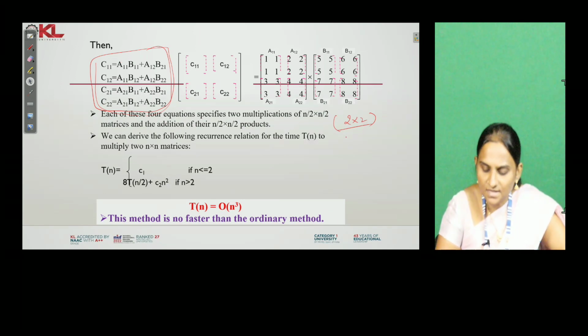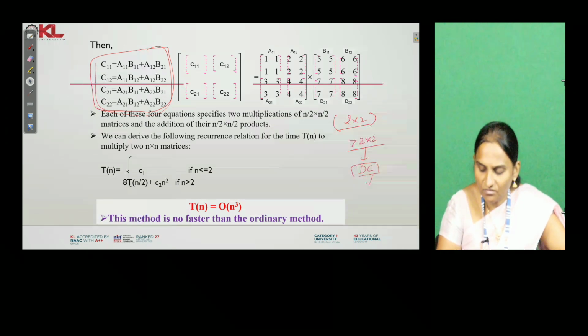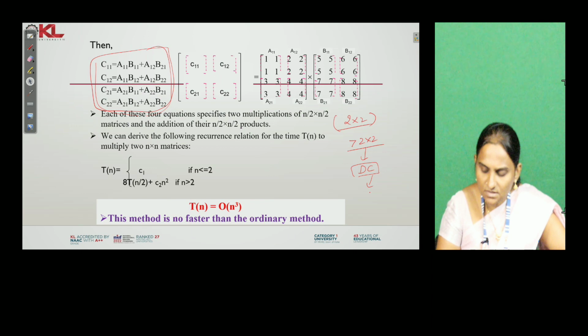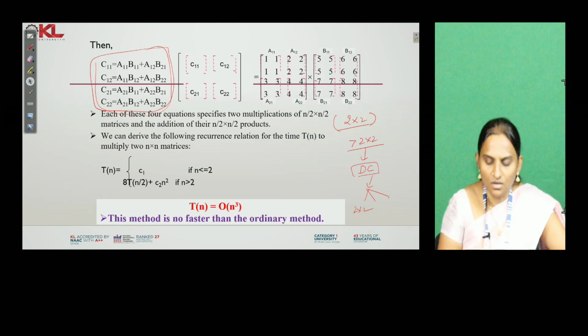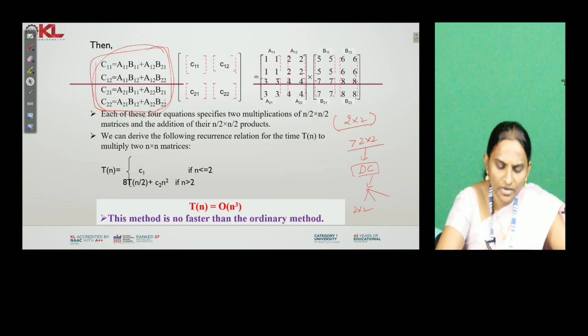So if the matrix size is greater than 2 by 2, then we will apply the divide and conquer strategy. We will divide the matrix into submatrices until the matrix size is 2 by 2. So after dividing, using these formulas we can compute the matrix multiplication.